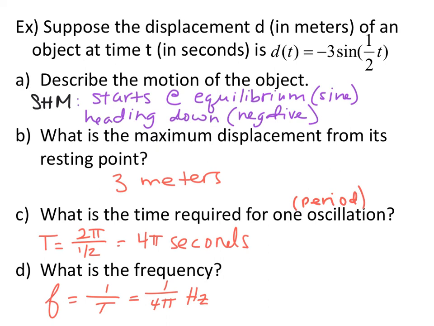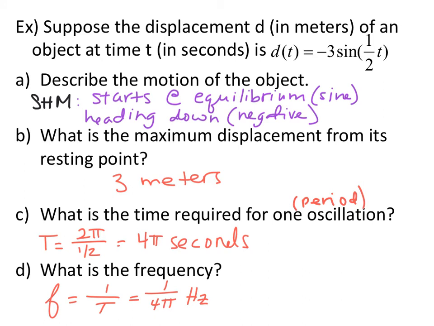So if we look at the equation, we know it's a sine equation, which means it starts at the equilibrium point because sine starts at 0, 0. So we know it starts at the equilibrium because it's sine, and we know it's heading down because of the negative. That's going to reflect sine across the x-axis and make it go down first instead of going up first. Maximum displacement, that's just your amplitude, the absolute value of it because it's a distance, so 3 meters.